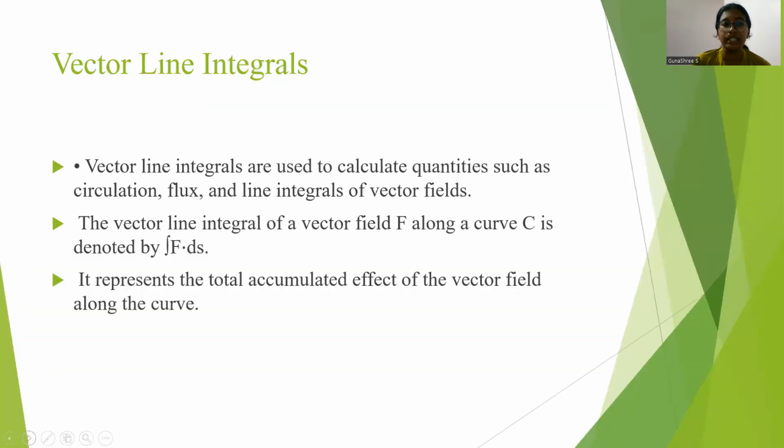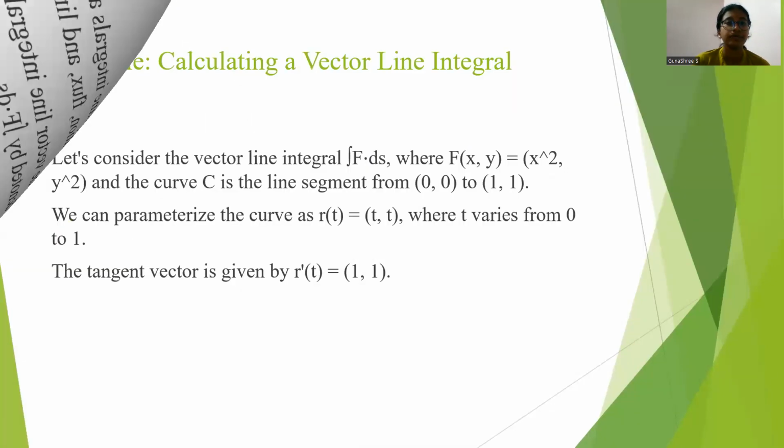Moving next to vector line integrals. These are used to calculate quantities such as circulation, flux, line integrals of a vector field, and many other quantities. It is denoted by the integral of F dot dr, where F represents the vector field and C represents the curve. Again, it represents the total accumulated effect of the vector field along the curve.